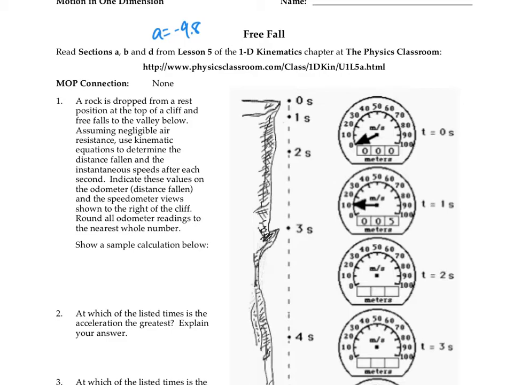He uses 9.81 in the videos. I'm just going to use 9.8 meters per second squared. So with that in mind, let's look at some of these problems.